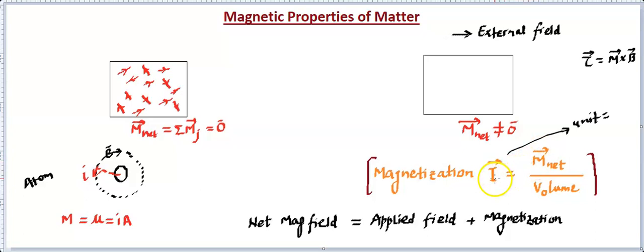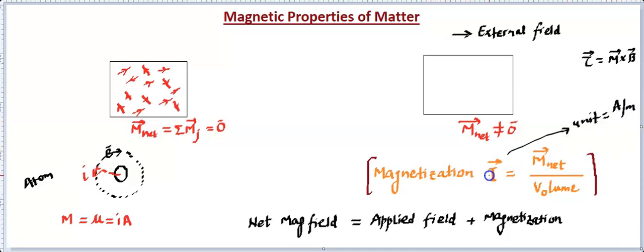This magnetization will have a unit of dipole moment per volume, and a dipole moment is area times current. So ampere times meter squared, with a meter cubed downstairs, which gives ampere per meter. So ampere per meter is the SI unit of magnetization that we can remember.